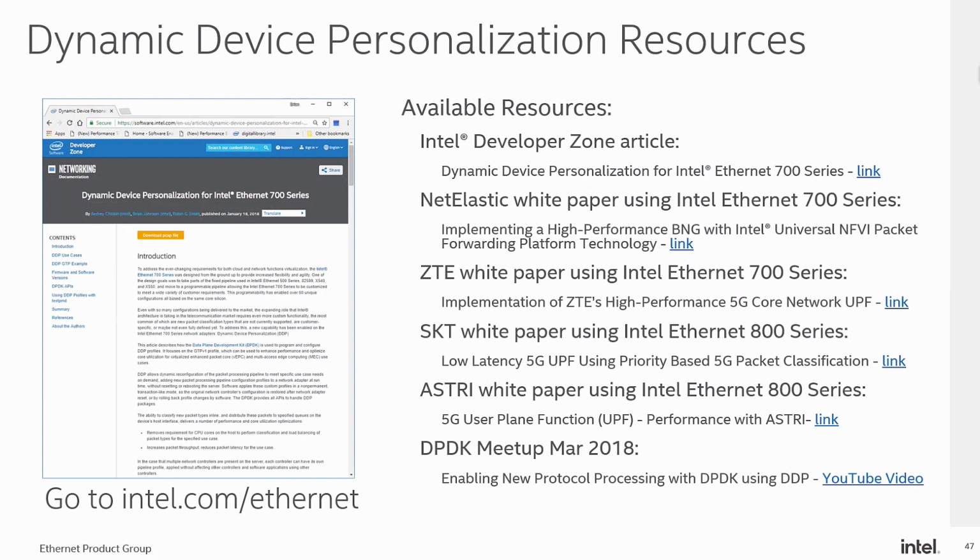The NetElastic white paper, which I mentioned earlier, and the ZTE white paper are both around the 700 series. And then for the 800 series, we have the South Korea Telecom white paper and an ASTRI white paper, which also shows user plane function performance improvement. And then finally, there's a YouTube video Brian Johnson put together on DDP in March of 2018. Although that's a couple of years ago, it's still relevant. It shows a lot of information on dynamic device personalization if you're interested.